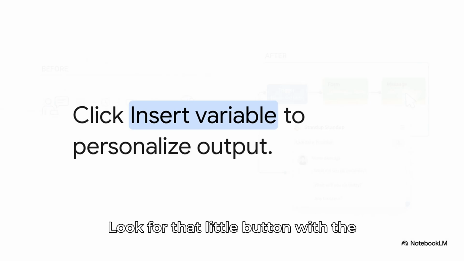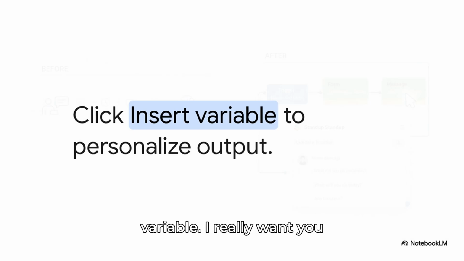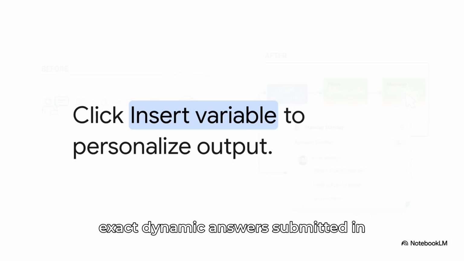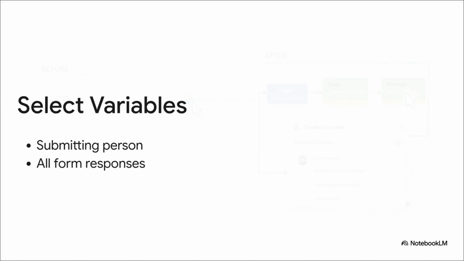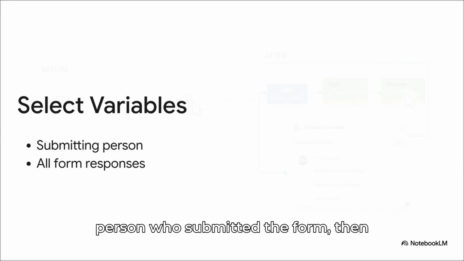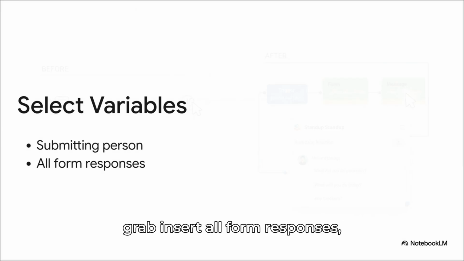Look for that little button with the brackets that says Insert a Variable. I really want you to remember this button because it is the ultimate secret to personalizing your automated output. Variables let the workflow pull the exact dynamic answers submitted in that form and inject them directly into your final message. Here's exactly what we'll pick from that dropdown. First, click Insert a Variable and grab Person who submitted the form. Then, click it again and grab Insert all form responses. Throw a quick, friendly intro sentence around those variables, and instantly the channel message gets populated with the engineer's name and their specific answers, perfectly formatted with absolutely zero extra manual formatting required from them.